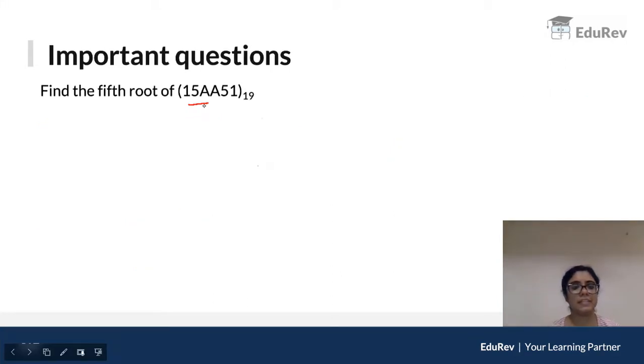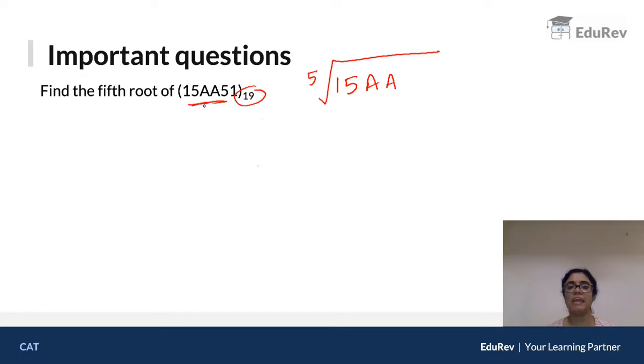It says: find the fifth root of 15AA51 to the base 19. It seems to be a difficult question, but believe me, it's a very simple question. Our first step is to convert this base 19 number into the decimal system, because we are very comfortable solving roots in the decimal system. So let's do that first.